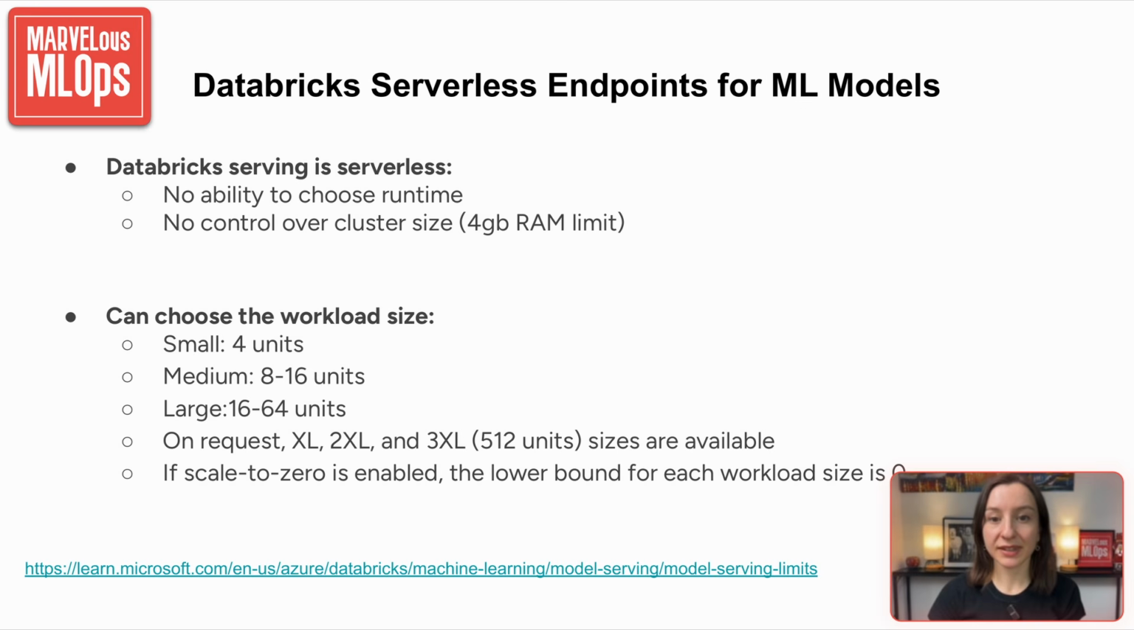replica. Databricks offers small, medium, large, and on request, extra large options like XL, 2XL, 3XL, scaling all the way up to 512 units for more demanding use cases. Additionally, if you enable scale to 0, the serving endpoint can scale down to 0 replicas when it's idle. The lower bound for each workload size becomes 0, which helps save cost in environments where the usage is intermittent.